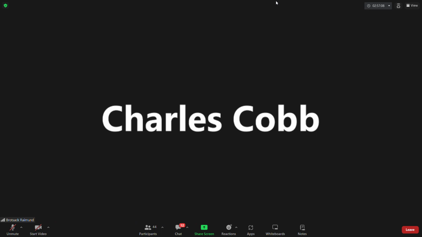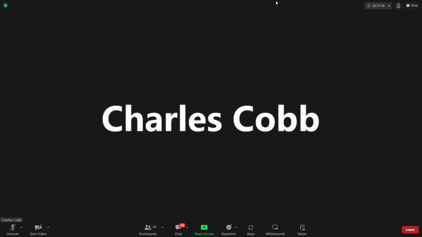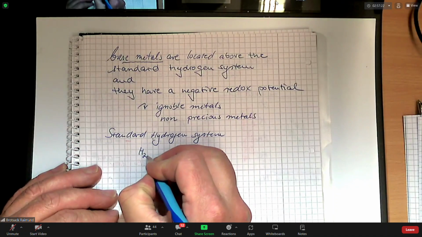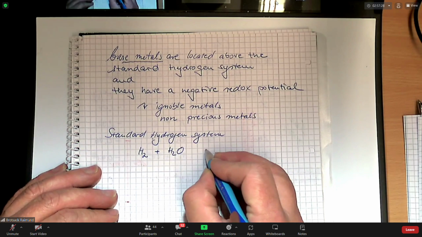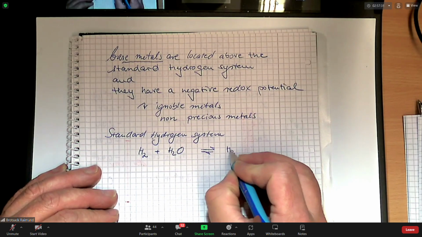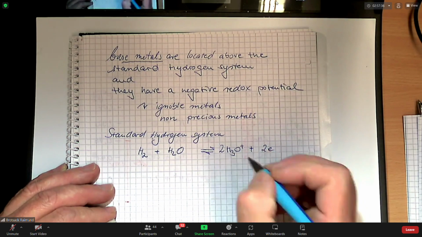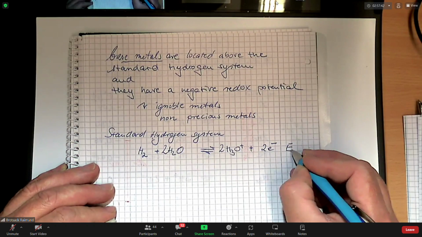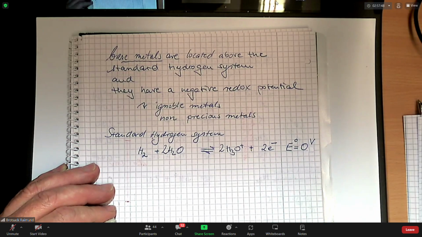The standard hydrogen system: this is hydrogen plus water. Well, it's in water. It forms H3O+ and 2 electrons. So we have 2 of them, and we have 2 of them. And here the redox potential, we say that is 0 volt. That is the standard.